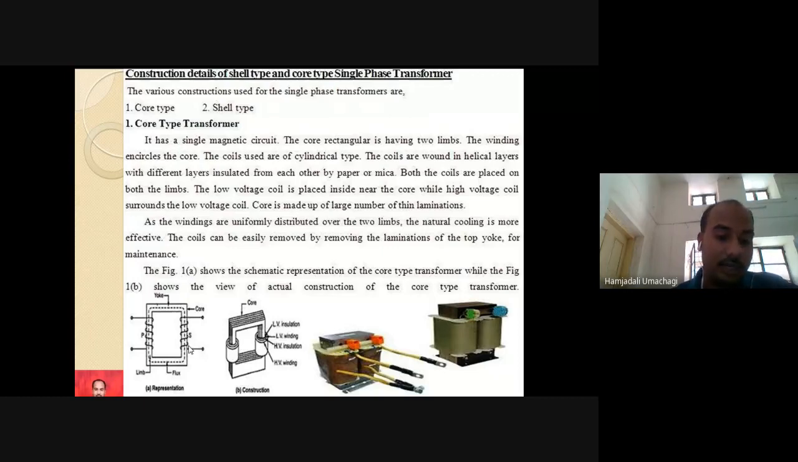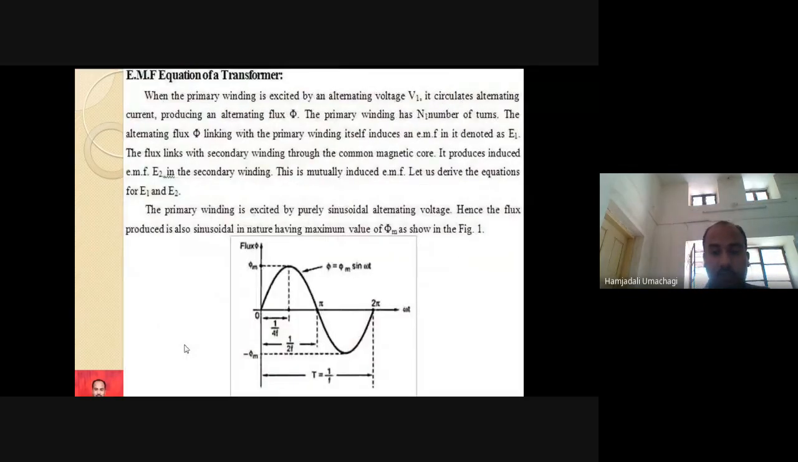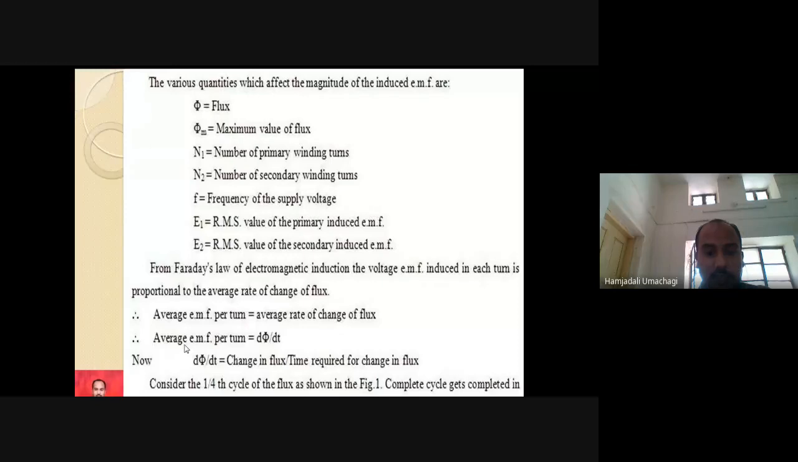So that voltage, how is it dependent on what factors? That is nothing but your EMF equation or voltage equation. So this voltage equation you have already studied in your first semester basic electrical subject. Can anybody tell me what is the EMF equation of transformer?